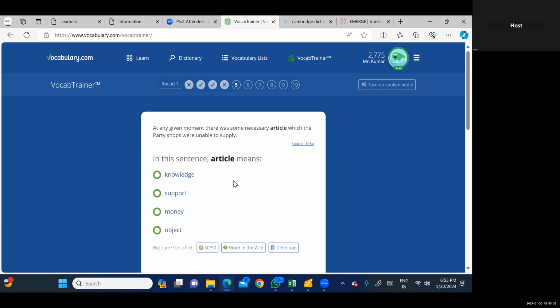At any given moment, there was some necessary article which the party shops were unable to supply. Like you went to a shop, but he could not give you few items. So what do the articles or items mean over here? Object. Very good.